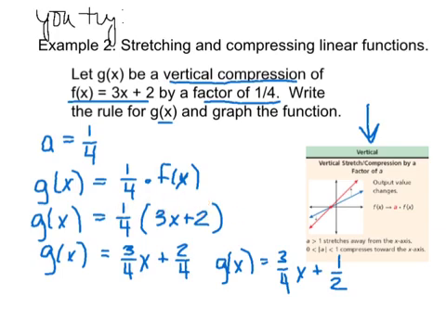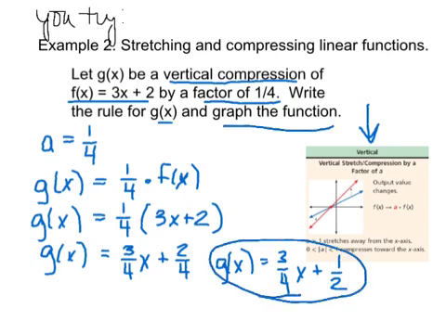Distribute your 1/4, multiply it. g of x equals 3/4 x plus 2/4. I did 1/4 times 3, got 3/4. 1/4 times 2, got 2/4. Simplify. There's my actual answer. Okay, we need to graph it on the next page.